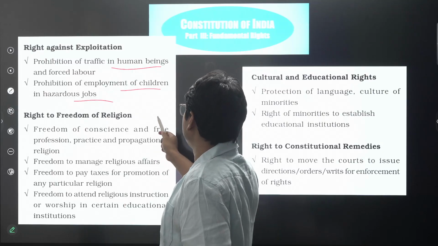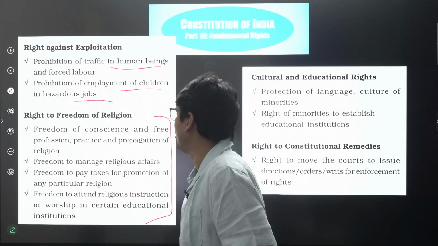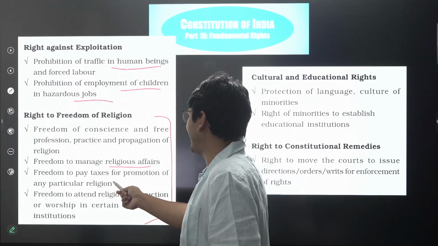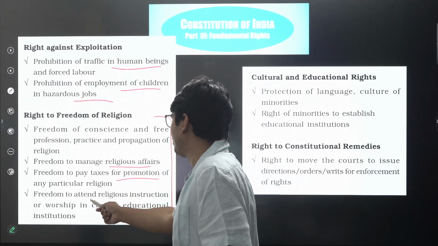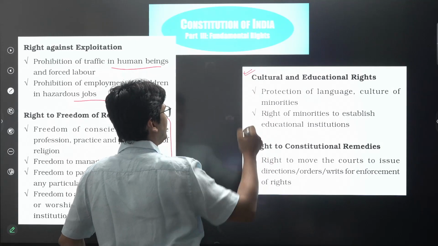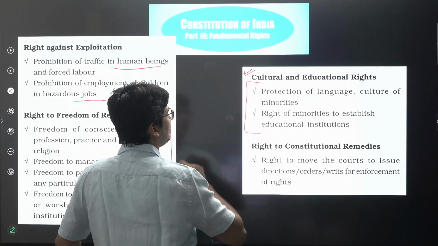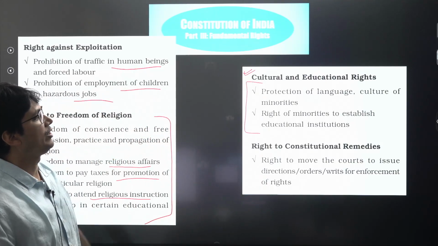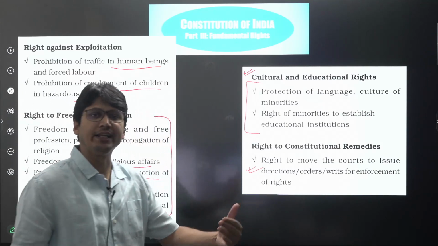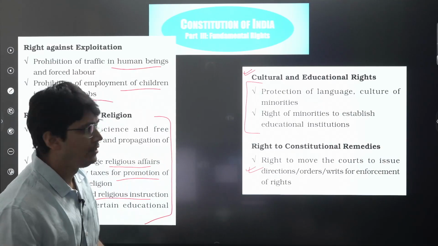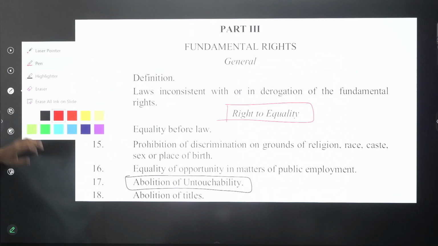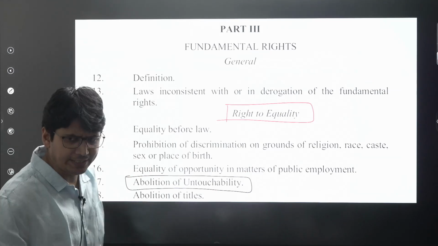Right to freedom of religion, too, we have seen in detail. Freedom of conscience and free profession, practice and propagation of religion, freedom to manage religious affairs, freedom to pay taxes for promotion of any particular religion, freedom to attend religious instruction or worship in certain educational institutions. Cultural and educational rights for protection of language and culture of minorities, and right of minorities to establish educational institutions, and right to constitutional remedies with respect to moving to the Supreme Court in case your fundamental rights are infringed. So just write these, from here write that under the fundamental rights, just write this.